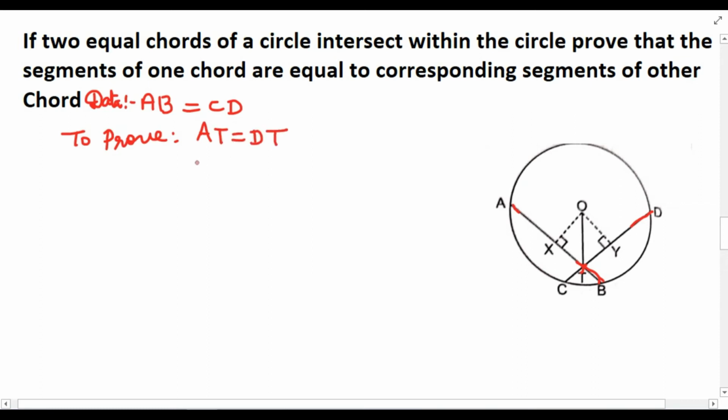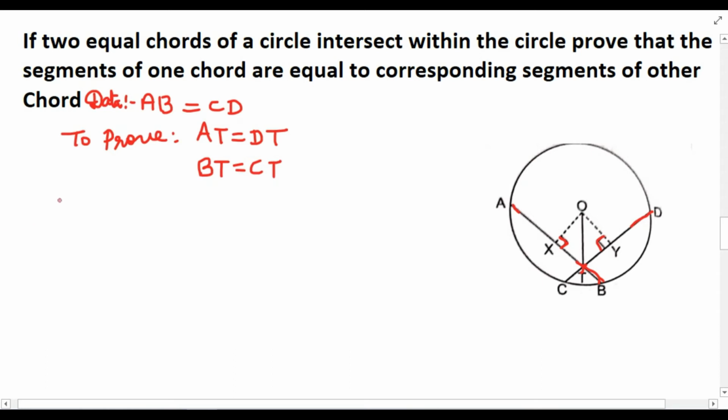The second thing we need to prove is AT equal to DT and BT equal to CT. These are the two things we need to prove. To prove this, from the center I have made one construction, OT. Again I have drawn the perpendicular from the center to this chord, and we know the perpendicular drawn from the center to the chord bisects the chord. Since it is perpendicular, this angle will be 90 degrees. So the construction I have done is draw a perpendicular from the center to the chord and join OT.